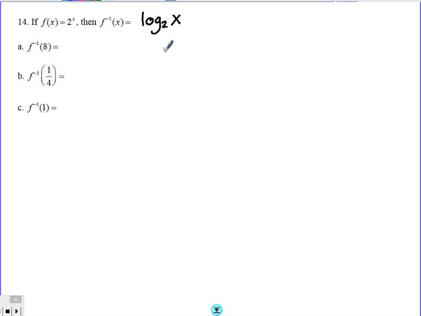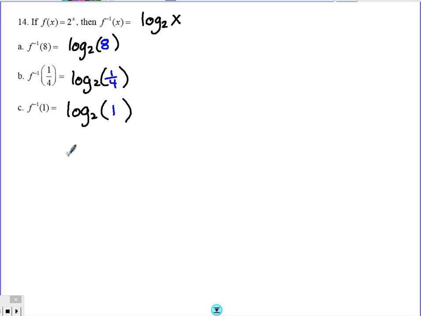Now, all of these are being plugged into our f inverse function. So I'd like everyone to write log base 2 of 8, log base 2 of 1/4, and log base 2 of 1. So here it's saying in the inverse function, plug in 8. Where are we plugging in 8? For x, yeah, in the parentheses. Good, Brent, good. All right, so f inverse, we're plugging in 1/4 for x, and we're plugging in 1 for x.